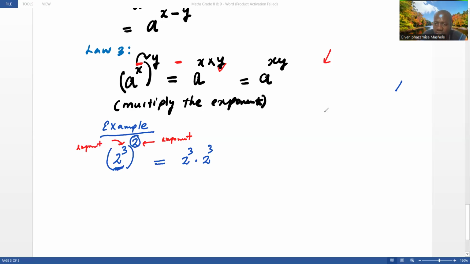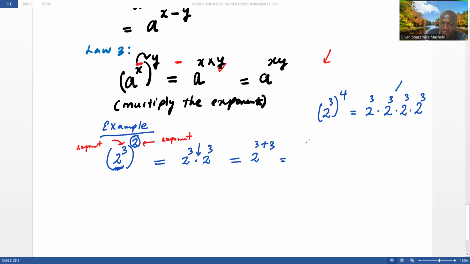Imagine when we had 2 to the exponent of 3 to the exponent of 4. It means I have to repeat 2 to the exponent of 3 how many times? 4 times. So now you see that I've expanded to the exponent of 3 how many times? Twice. But since in between there's what? There is multiplication. It means I can use the multiplication law, which is the same as when the bases are the same, I take one base and I add the exponents, which is 3 plus 3, which gives us 2 to the exponent of 6.